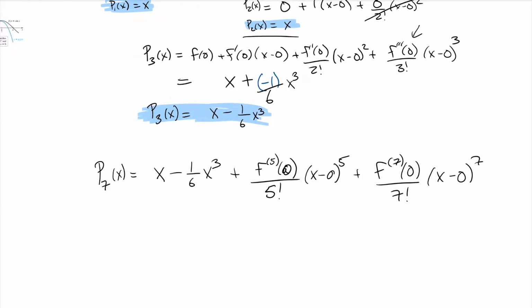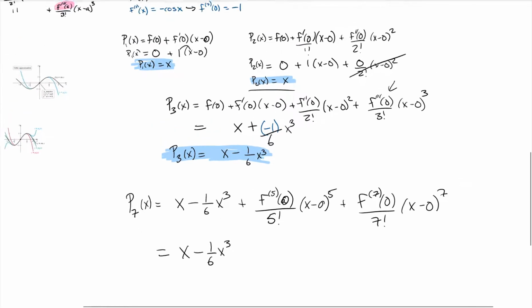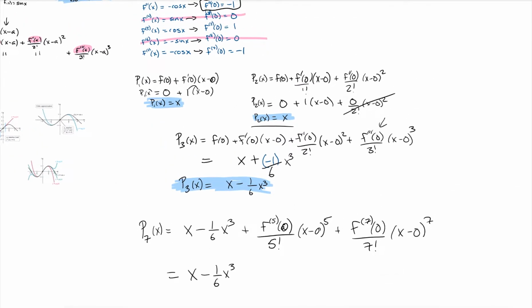So I jumped over P5, and we're like, all right, so it's x minus 1/6 x cubed, and then we have, well, what's the 5th derivative? What's the 5th derivative? It's 1. So that is plus 1 over 5 factorial times x to the 5th. What's the 7th? Oh, it went back to -1. So let me just change that sign. Let's make that negative, and now we're going to have 1 over 7 factorial.